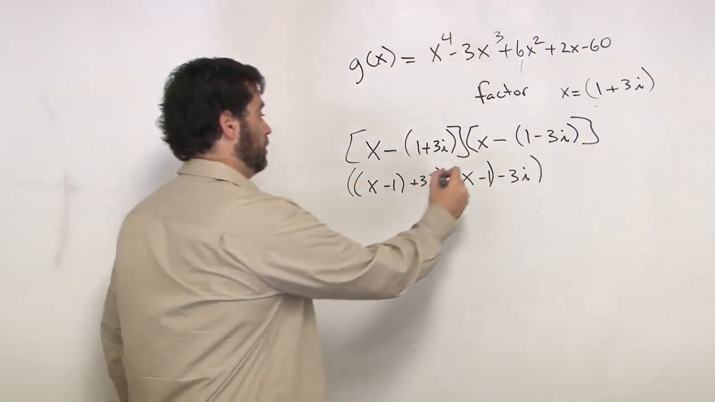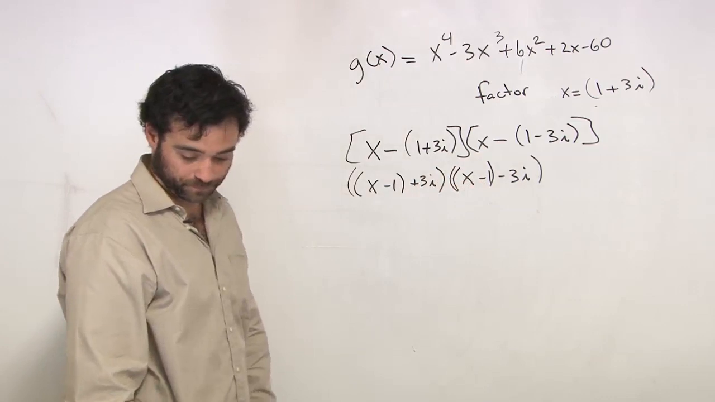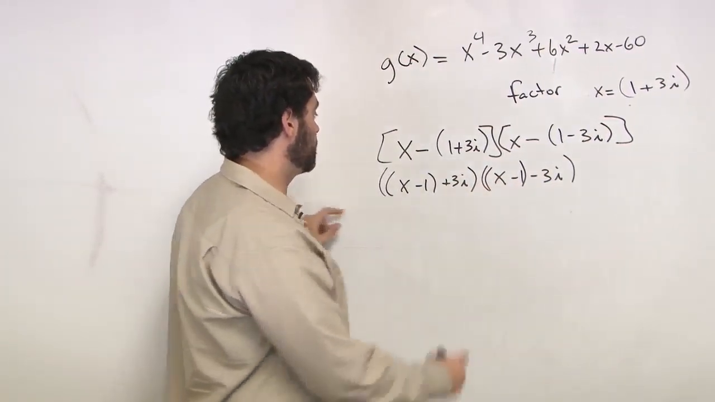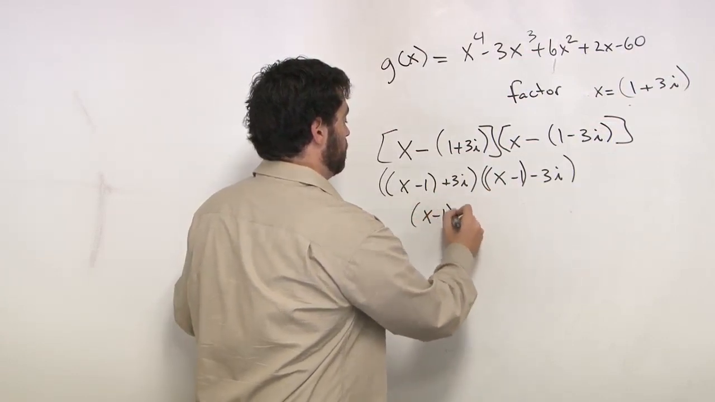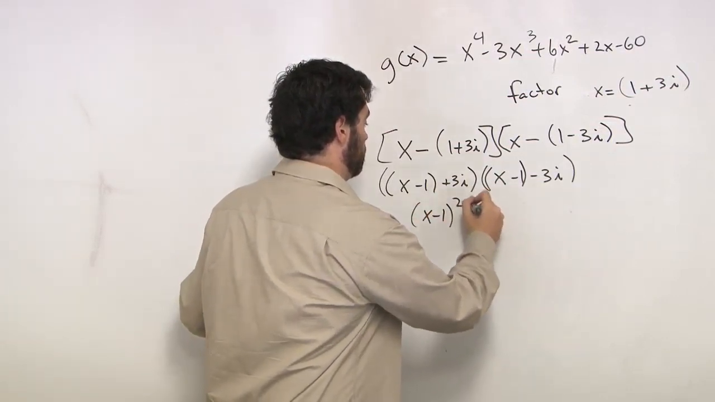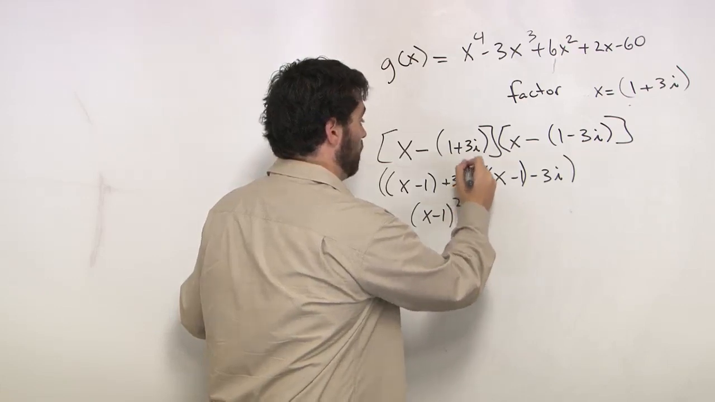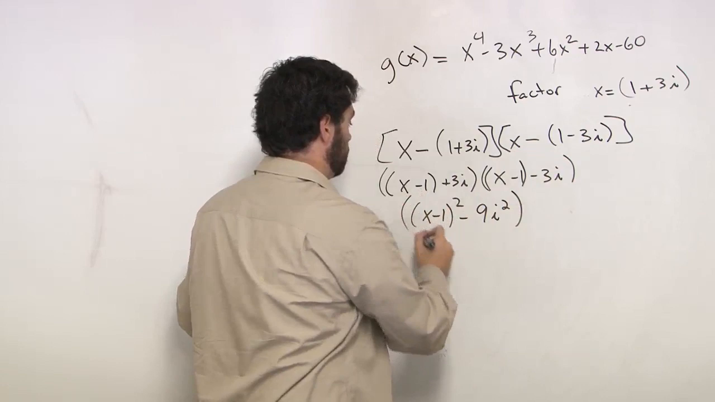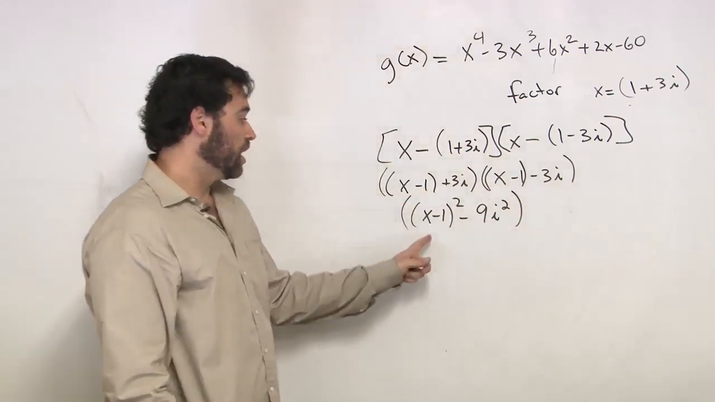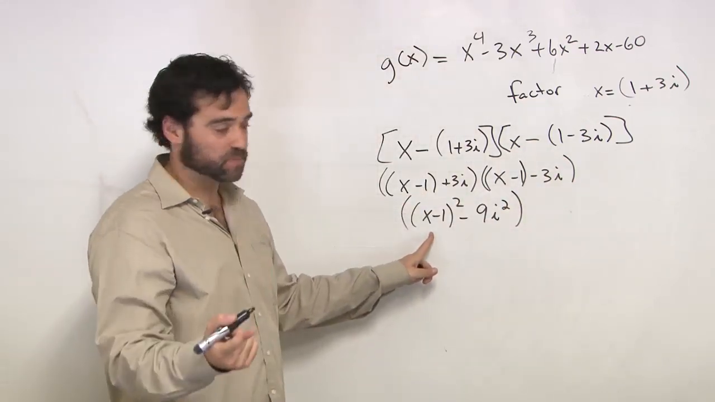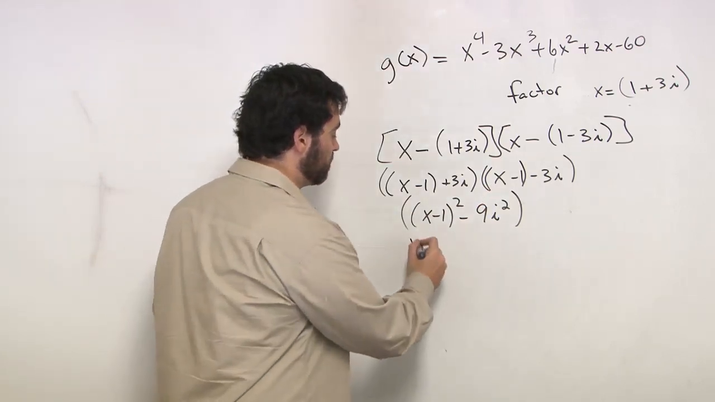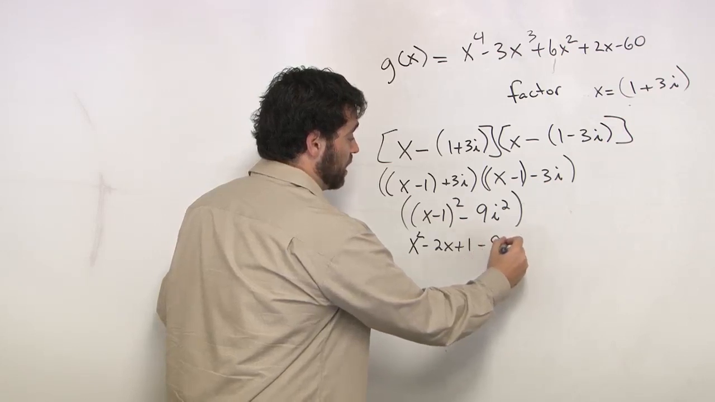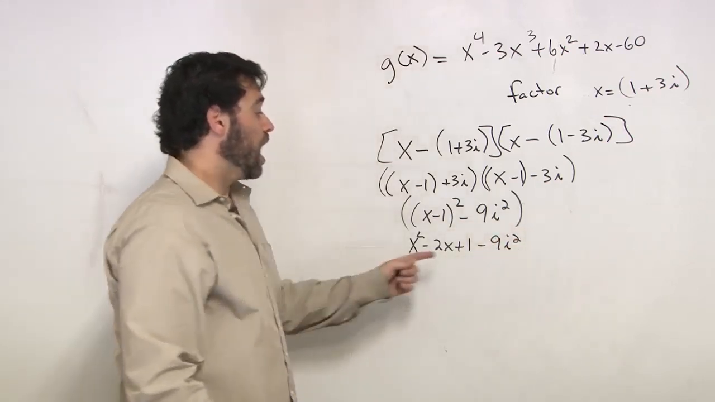Okay, put another set of parentheses in there. So I get these now. If I group these together, I get (x minus 1) squared minus 9i squared. Just grouping them together, now I know this through binomial expansion. This gives me x squared minus 2x plus 1 minus 9i squared.